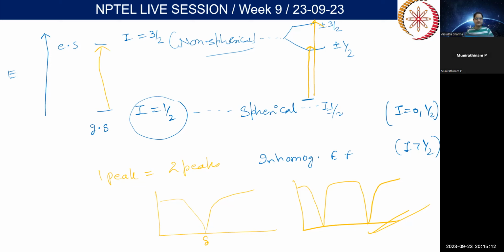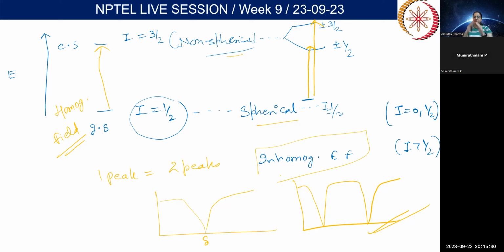Single peak of isomer shift for spherical. Spherical, single peak. Not just spherical, non-spherical is also a single peak when it is in a homogeneous field. So when we have a homogeneous field, there won't be any splitting, even in the non-spherical case. Here we have both cases, spherical and non-spherical, but I have given an inhomogeneous field.